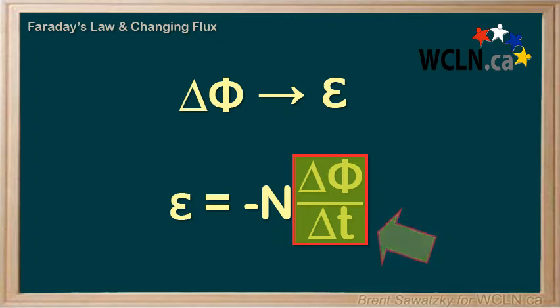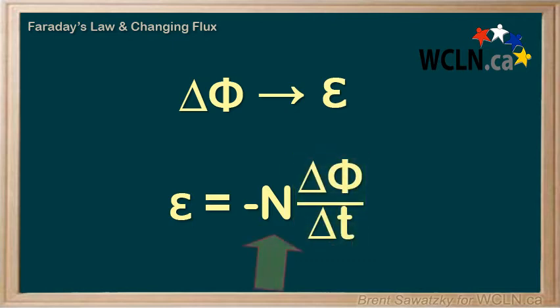The EMF is therefore proportional to the change in flux, that is, could be the change in magnetic field and/or a change in the area, and the EMF is inversely proportional to the time taken for this change. And this agrees with our demos so far.